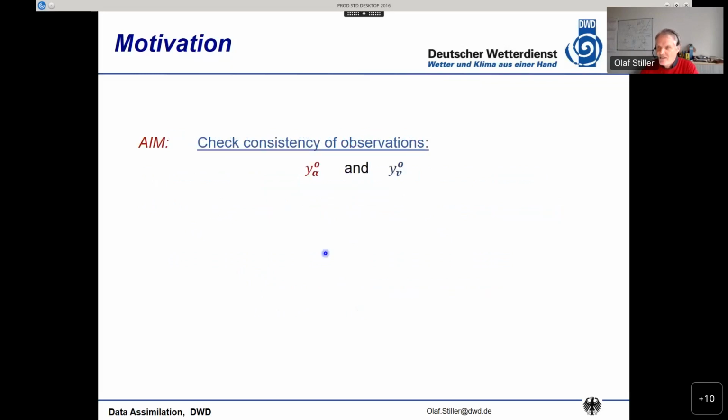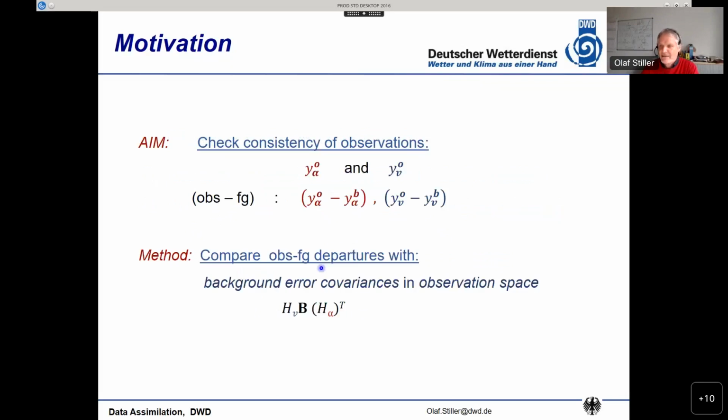So it's about checking the consistent use of two observations, or more precisely of the obs minus first guess departures of these observations. And I do this by comparing them directly with the background error covariances, in principle the P matrix projected into observation space by the observation operators. But in our system, I'm working with the ensemble Kalman filter. This corresponds to the ensemble covariances, or more precisely, the ensemble covariances multiplied by a localization function.